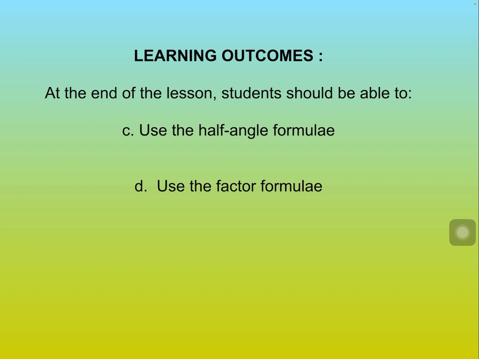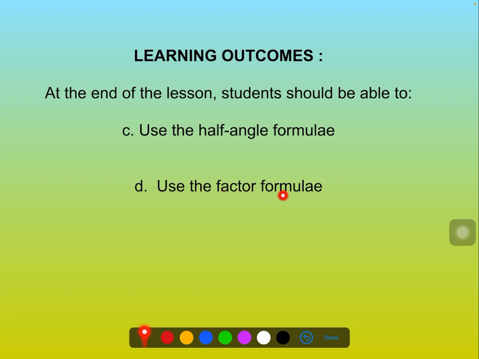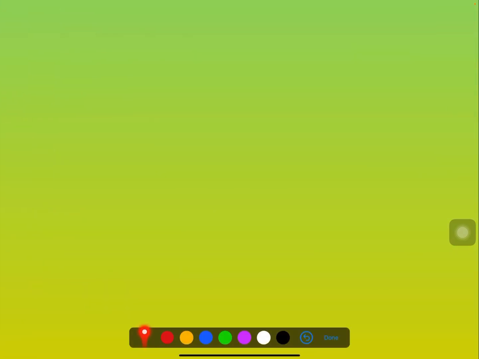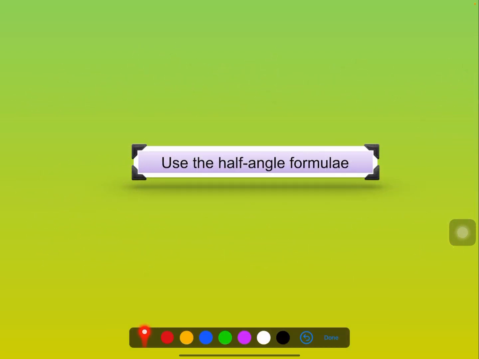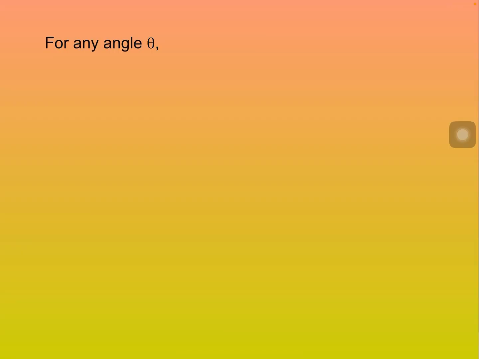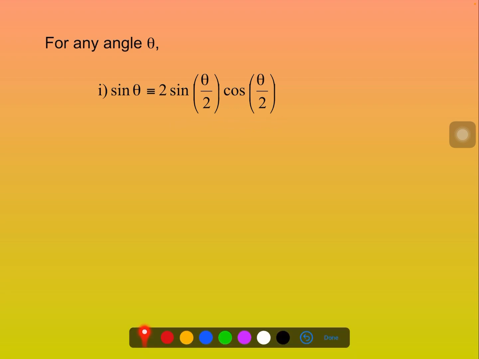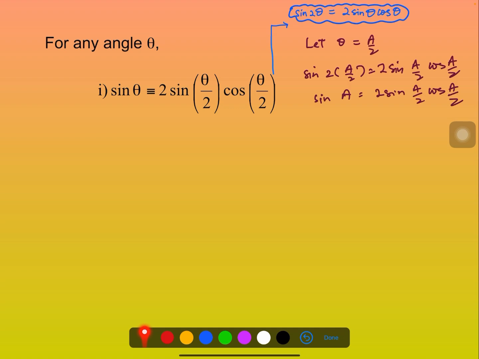use the half angle formula and use the factor formula. Use the half angle formula. For any angle theta, we have sine theta is equivalent to 2 sine half theta cos half theta. This is coming from sine 2 theta equals 2 sine theta cos theta.